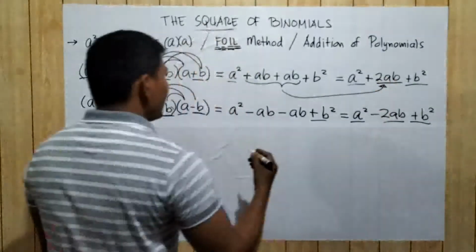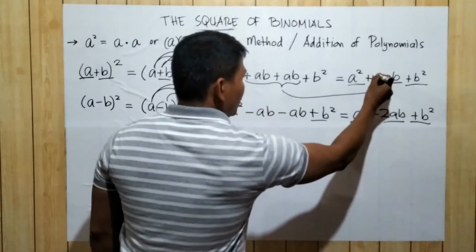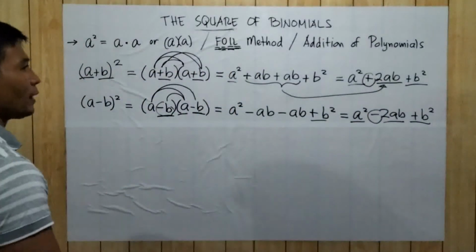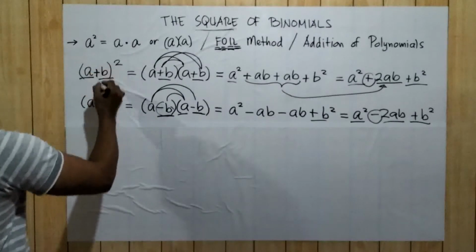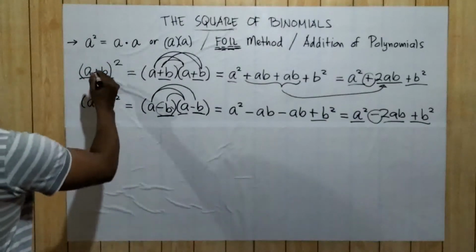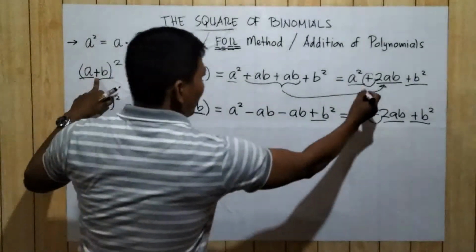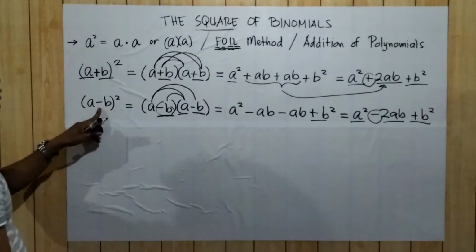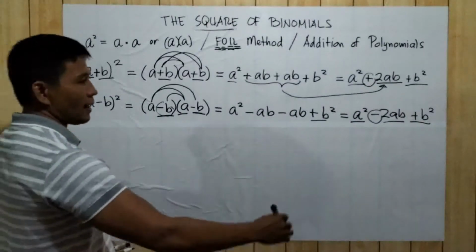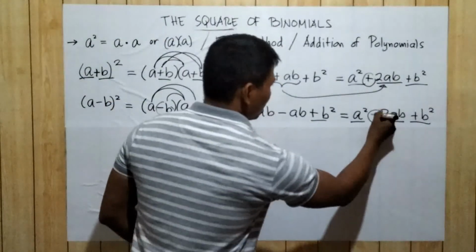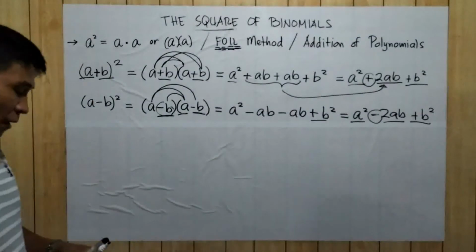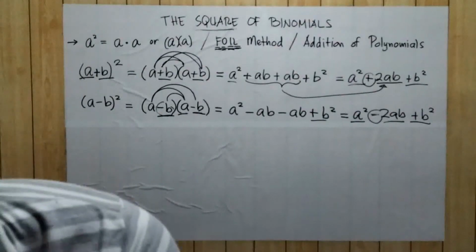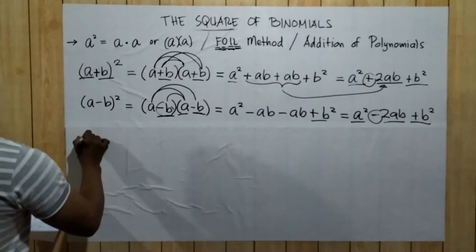Okay? So, kung mapapansin po ninyo, mga friends, no? Ang sign na ito ay magko-conform po siya sa operation in between ng ating dalawang terms sa ating binomial. So dahil dito ay plus, plus din po yung sign ng ating middle term. Dahil dito po ay minus, or subtraction, ang sign din po ng ating middle term is subtraction or minus din. So applying that mga friends sa next examples natin, we have example number 1.